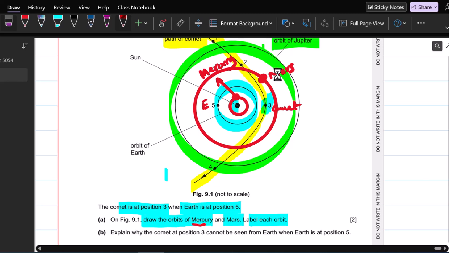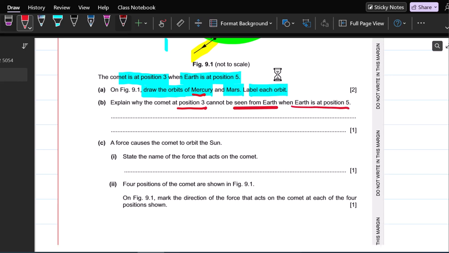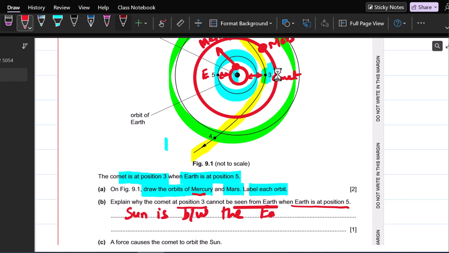Okay, so explain why the comet at position 3 cannot be seen from Earth when Earth is at position 5. So you can see the Sun is in between these two. So the Sun is between the Earth and the comet. Simple is this answer.